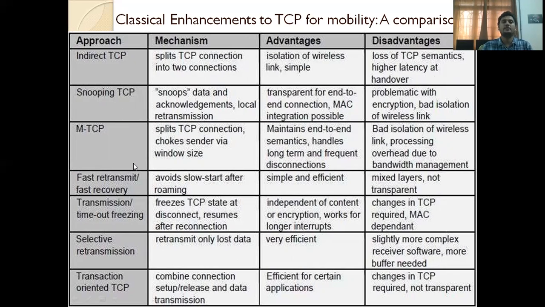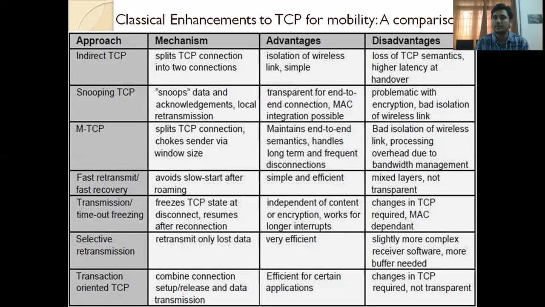So what happens in snooping TCP? It snoops data and acknowledgements, and does local retransmission. A snooping buffer is there in snooping TCP. The advantages are that it is transparent for the end-to-end connection and MAC integration is possible. The disadvantages are that it is problematic with encryption and has bad isolation of the wireless link. That's what we discussed in snooping TCP.